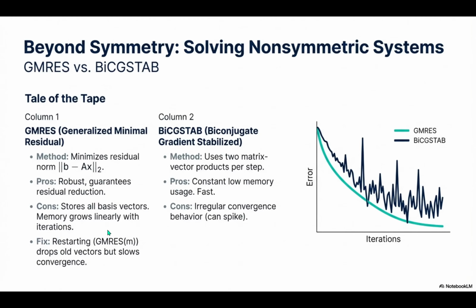So that's the fix. You just reboot the tank. Basically, yeah, it's called restarting. You tell it, okay, wipe your memory, forget history, and start again from here. It saves memory, but deleting that history really hurts the convergence speed. It slows down. Okay, so that's the tank.